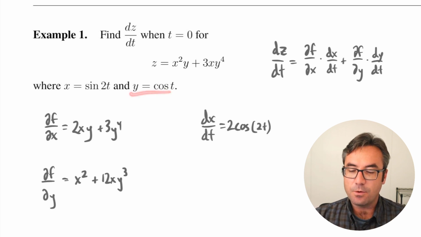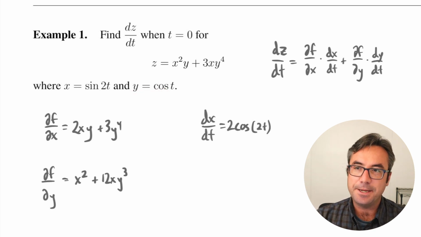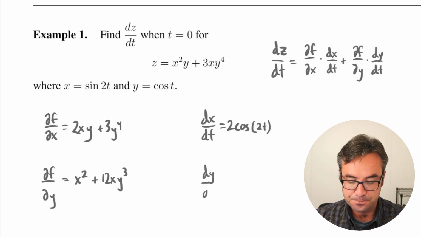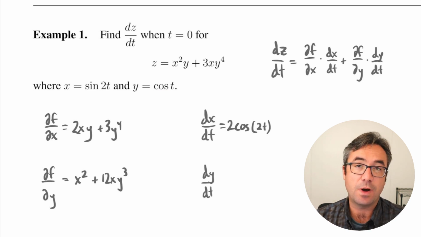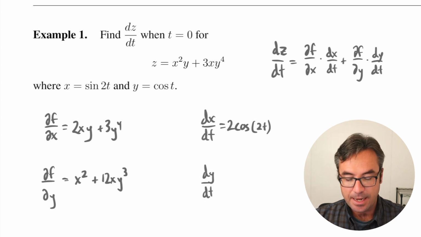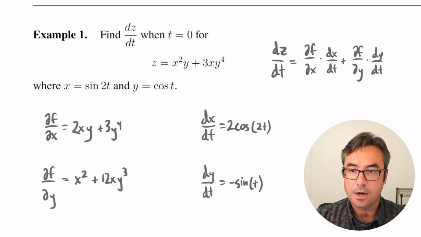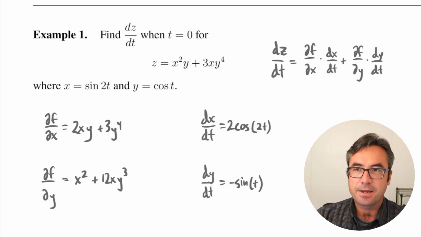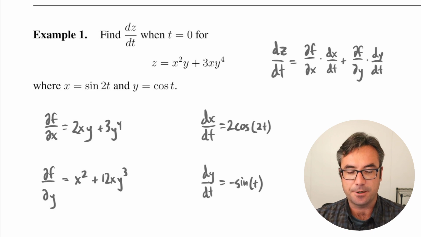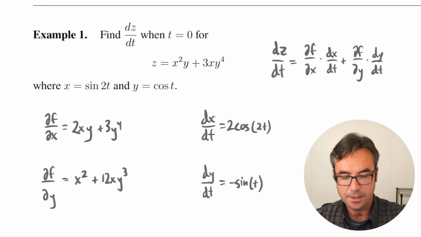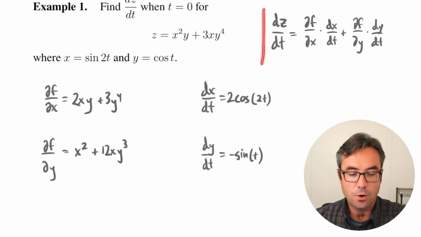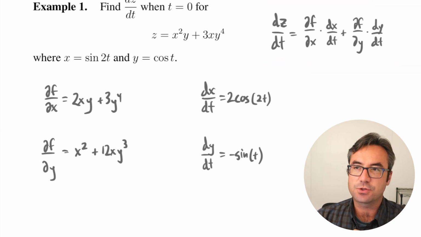And then we've got our function for y. So we've got to do our y derivative as well. And this is the derivative of y with respect to time. And the derivative of cosine is negative sine. All right, so we have all of the ingredients. So now we just need to put them in our formula here to actually write out what this derivative actually is.